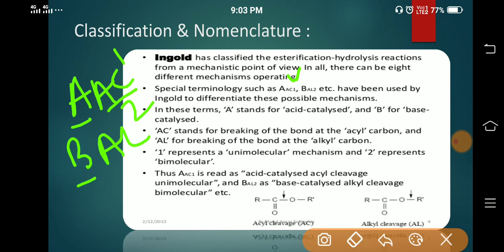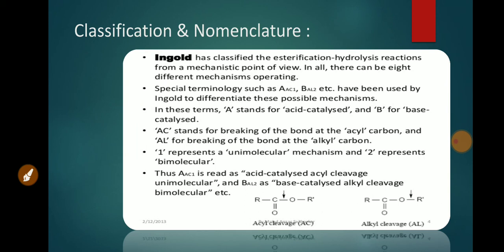This AC stands for breaking of the bond at the acyl carbon and AL stands for breaking of the bond at the alkyl carbon. This 1 represents unimolecular reaction, whereas this 2 represents bimolecular reaction. Thus, complete AAC1 can be read as acid catalyzed acyl cleavage unimolecular and BAL2 can be read as base catalyzed alkyl cleavage bimolecular, etc.